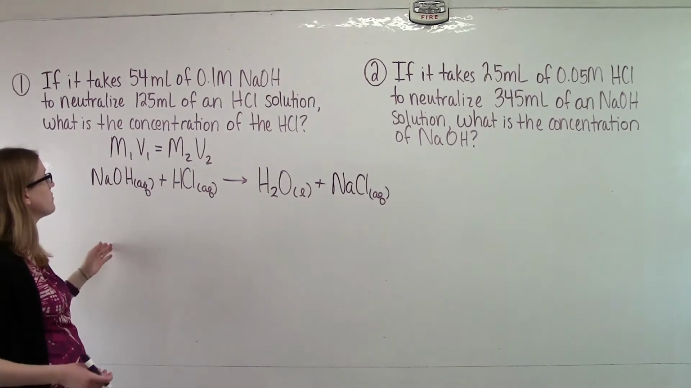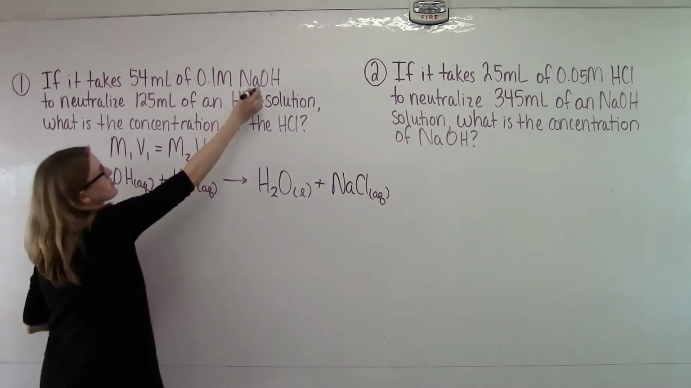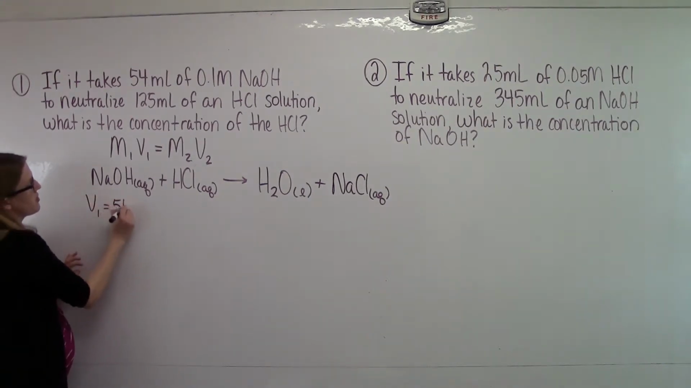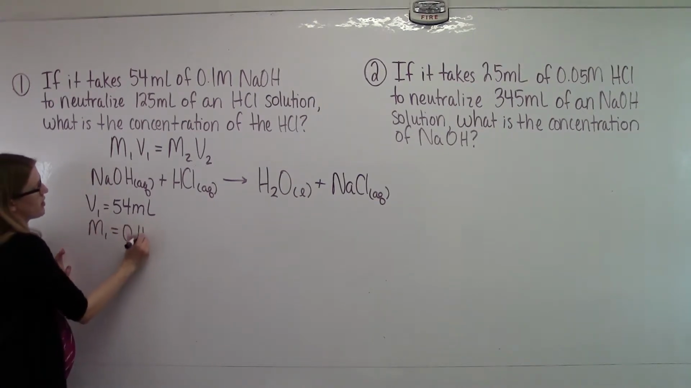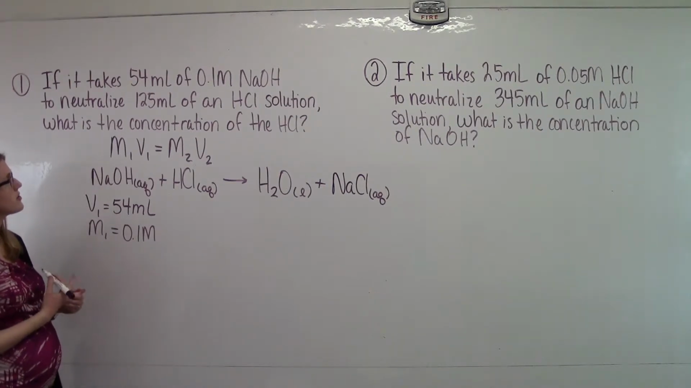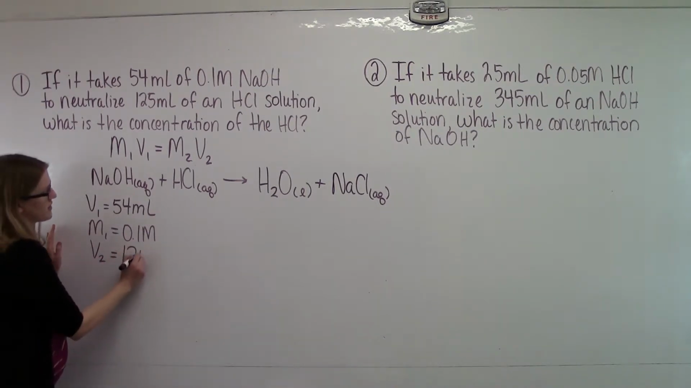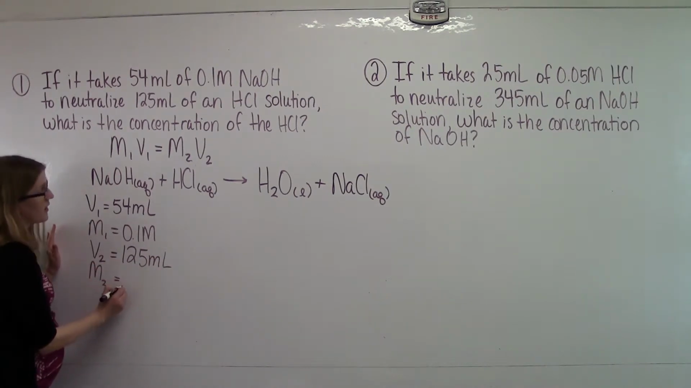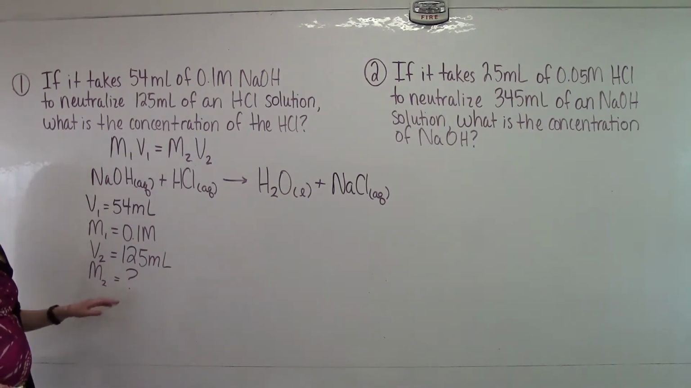So now let's actually solve this problem. It takes 54 mL of a 0.1 molar solution of sodium hydroxide. That's going to be M1 and V1. So V1 is 54 mL, and M1 is 0.1 molar. To neutralize 125 mL of an HCl solution. That is our V2 because it's our second substance now, 125 mL. And then M2 is what we're trying to find. So there's our unknown.